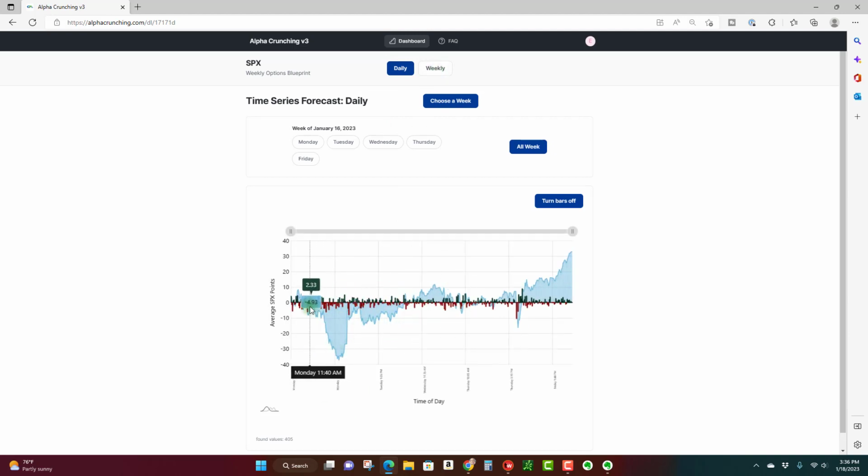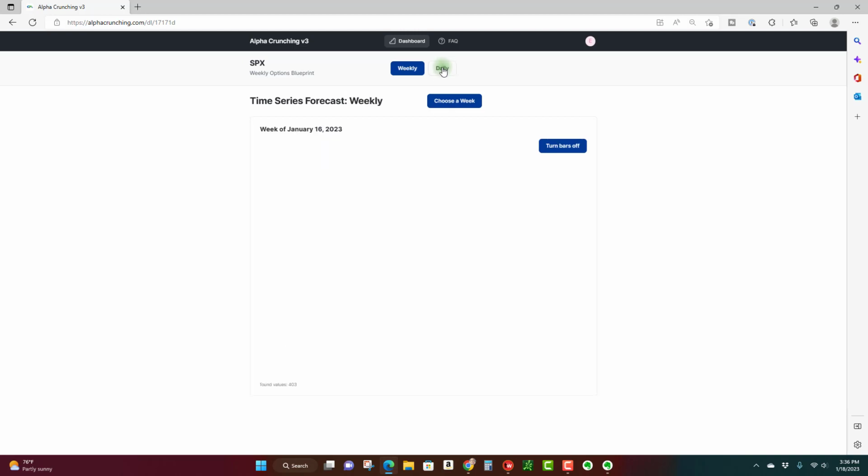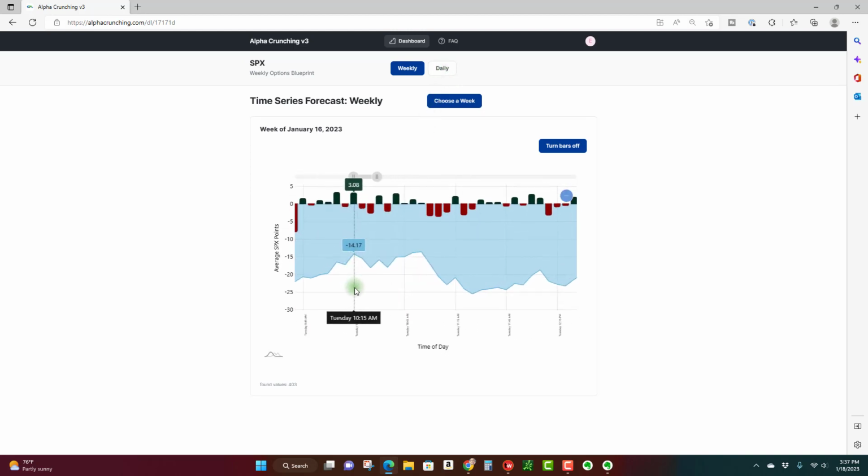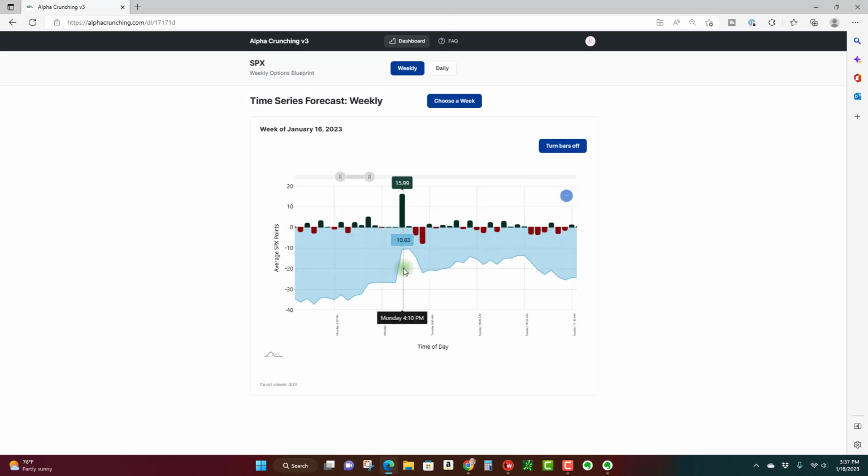For this particular week, the forecast was relatively bearish early in the week, kind of chopped around a little bit, and was forecasting a move higher towards the end of the week. So this is very similar to the weekly chart. However, there's one main difference, and it has to do with these large bars. The weekly chart is going to include the overnight gap data.